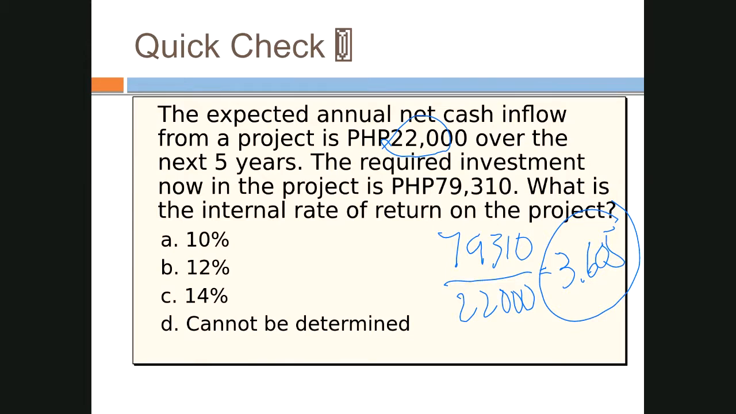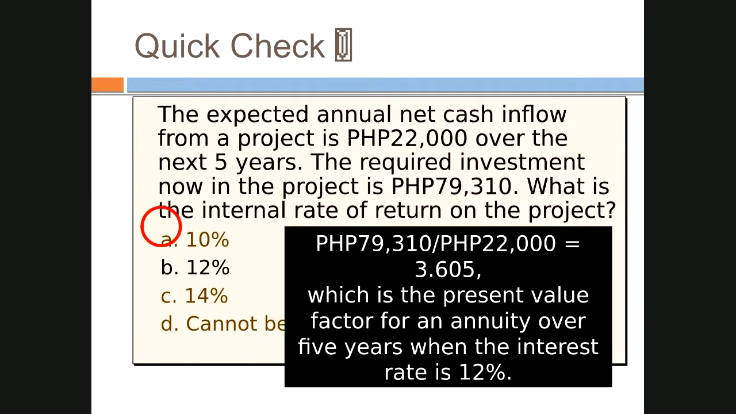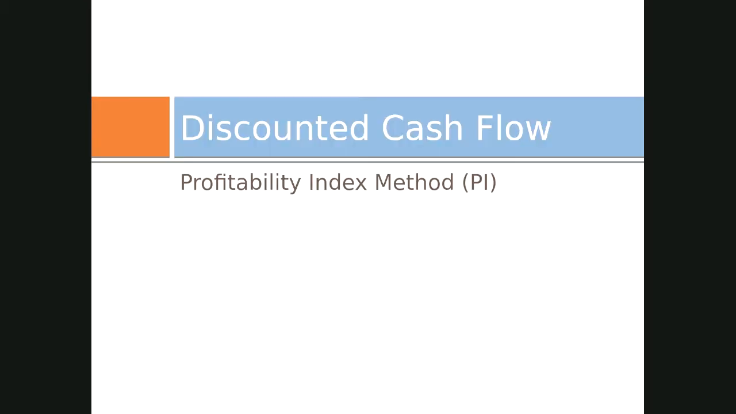So, ang lalabas sa sagot is letter A daw. Ayan pala. So, 3.605, which is the present value factor for an annuity over 5 years. Take note mo, annuity sabi niya, when the interest rate is 12%. 12 yan ha, tumaas lang. So, ang tamang sagot is letter B. Question? Wala.